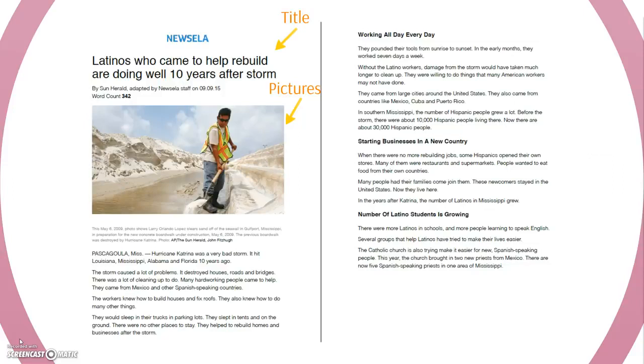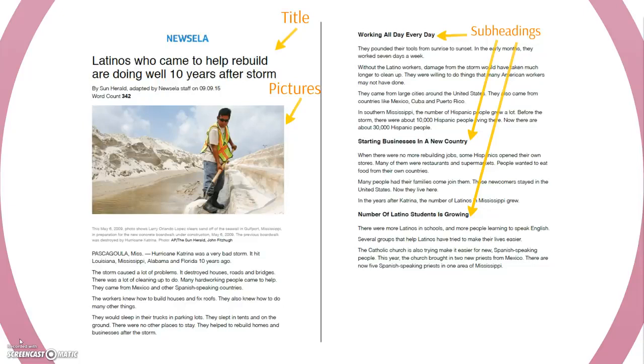Now, I want to look at subheadings. Now remember, subheadings are like small titles inside of the reading. So here we have 3. Let's read these together. The first one says, working all day, every day. The second one says, starting businesses in a new country. The third one says, number of Latino students is growing.